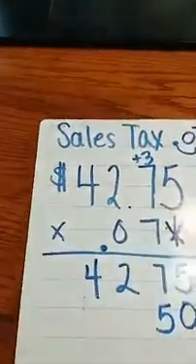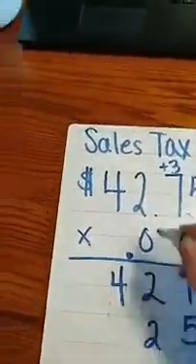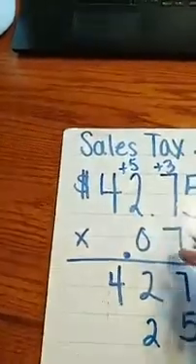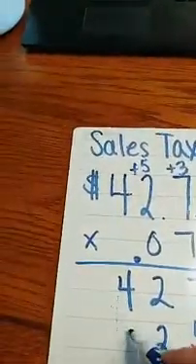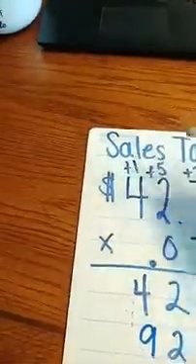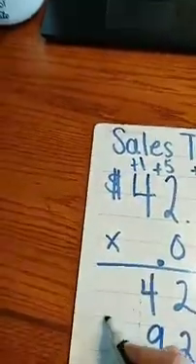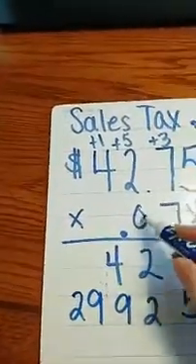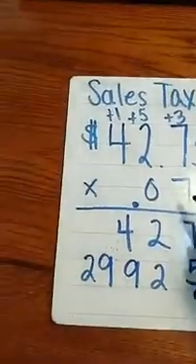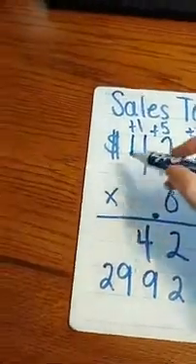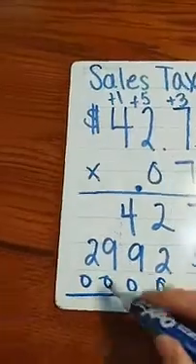7 times 7, 49. 50, 51, 52. 7 times 2, 14 plus 5, you got it, 19. 7 times 4, 28 plus 1, 29. And 0 is going to get us a row of zeros, right? We start our third row with 2 zeros, and then we're going to have 1, 2, 3, 4 more zeros. Okay, and we're ready to add.